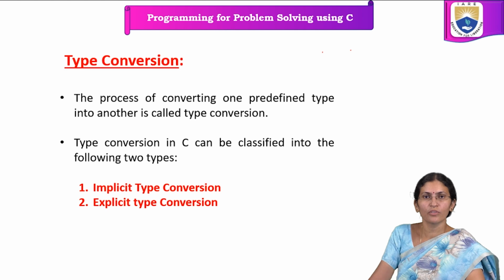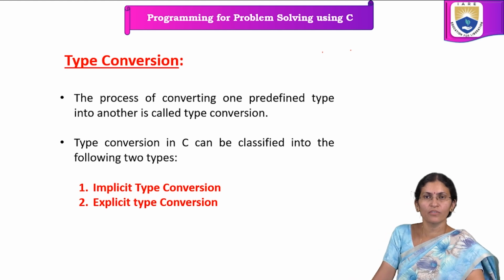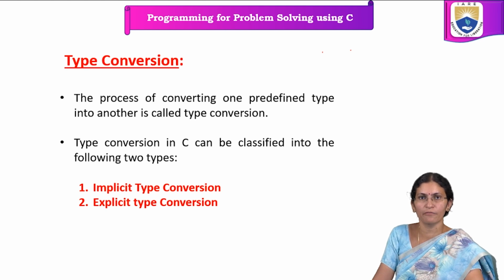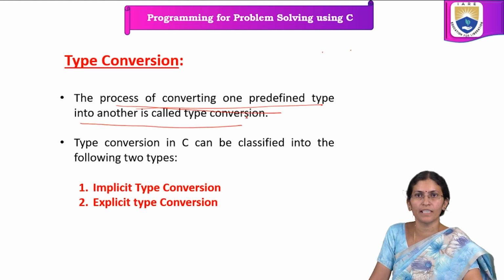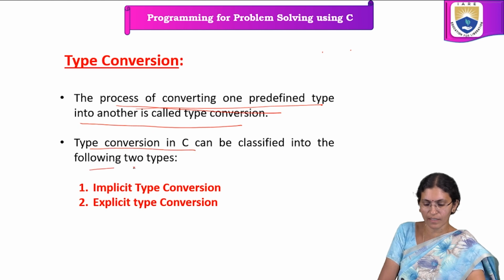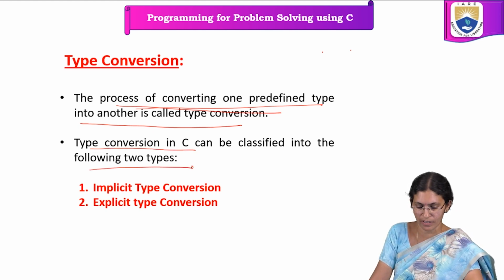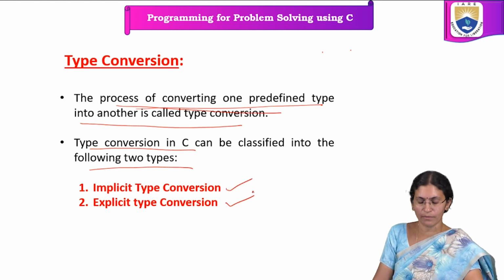Here the programmer is not involved in converting the data type of the result. This process of converting data type from one type to another is called type conversion. We can define type conversion as the process of converting one predefined type into another type. In C, there are two types of type conversion available: implicit type conversion and explicit type conversion.